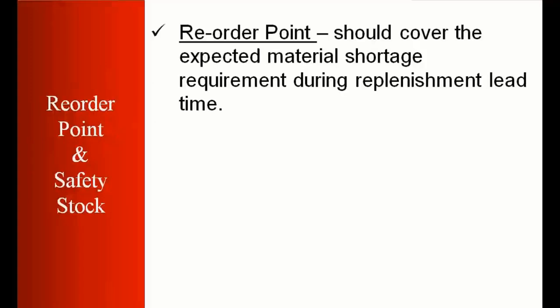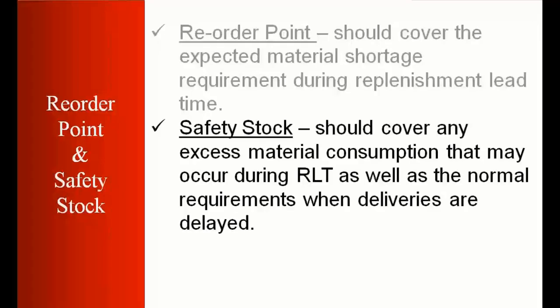So theoretically, what is reorder point? Reorder point should cover the expected material shortage requirement during replenishment lead time. Okay, so by the time you get the procurement, it should be covering up the shortage. And what is safety stock? This should cover any excess material consumption that may occur during replenishment lead time, as well as the normal requirement when deliveries are delayed. Okay, which I already explained. Now the most important point to be noted is safety stock is a part of reorder point. Okay, so always remember this. This is a very important question, that safety stock is a part of reorder point.